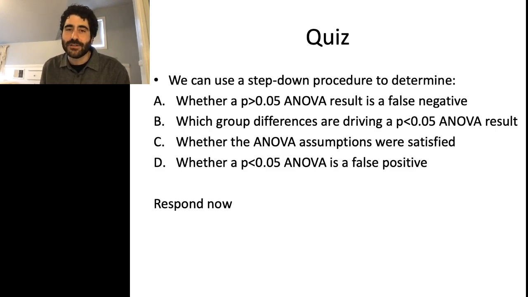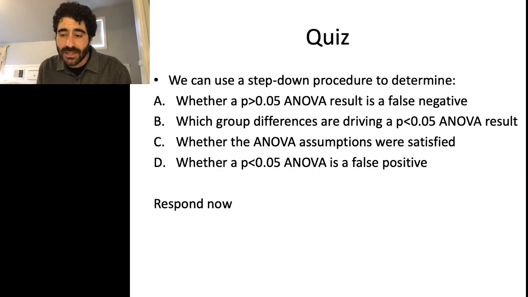And we have to be a little careful. We wouldn't want to do these pairwise t-tests first, because then we run into this multiple comparisons problem. And so we just do this after we get a positive significant ANOVA result, to see, can we say which groups are doing this?